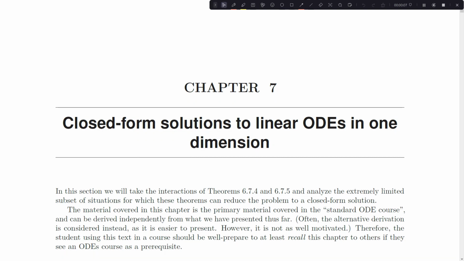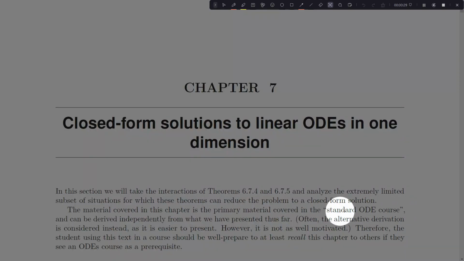Okay, welcome back everybody. We are on chapter 7, which I am calling the closed form solutions to linear ODEs in one dimension. And really what we're on is the chapter that I'm kind of required to put in this course, because everything we're going to cover in this chapter is basically what people are going to expect out of you once you tell them you've taken an ODE course.